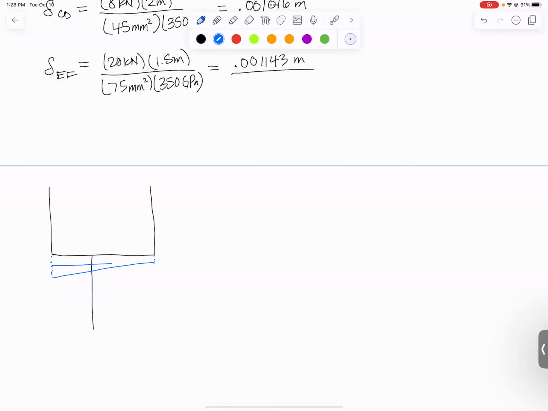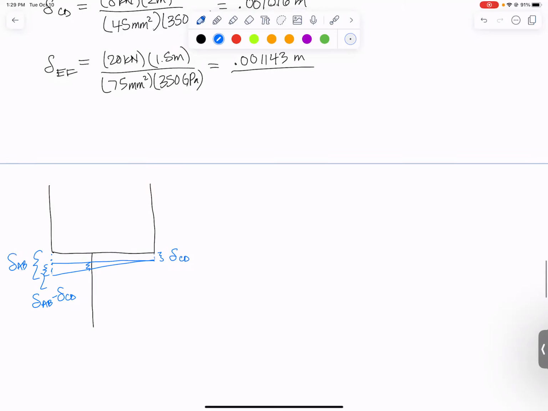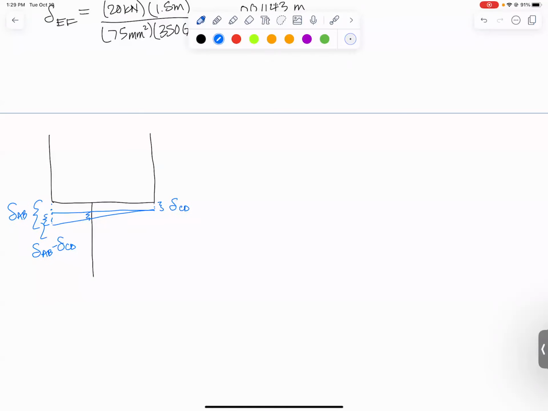And the way that I'm going to do this is break it up into a rectangle and a triangle. So the whole distance here is delta CD. And then this little difference in the distance here, right? The whole distance over here would be delta AB. This little delta distance would be delta AB minus delta CD. And then we're going to use similar triangles here to figure out how far down delta E is going to be.